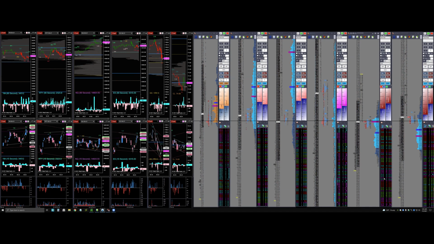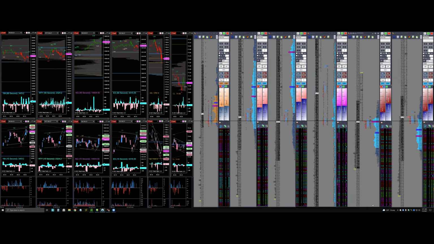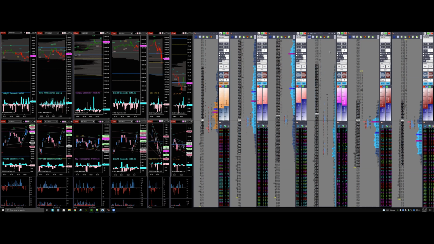Because the beauty of the indexes in the US is that they tend to work together. And if they're not, that means something. There's something going on. And if they are, it allows you to watch capital flowing from one to the other, which can be an edge.